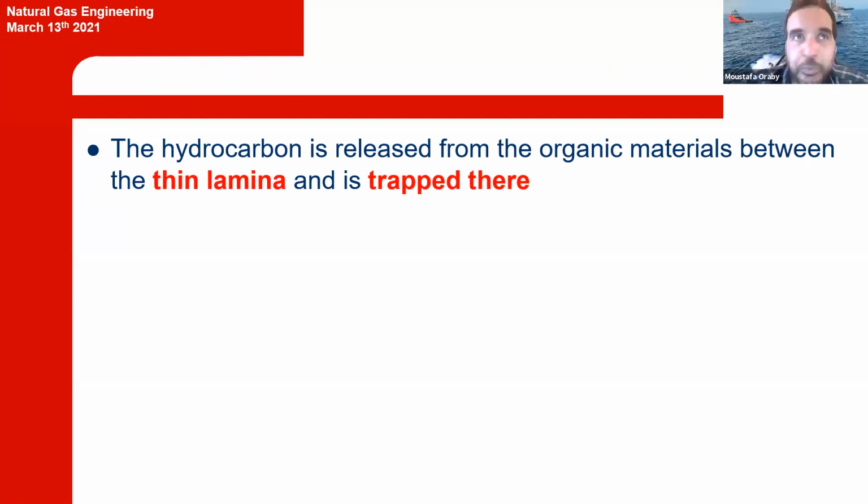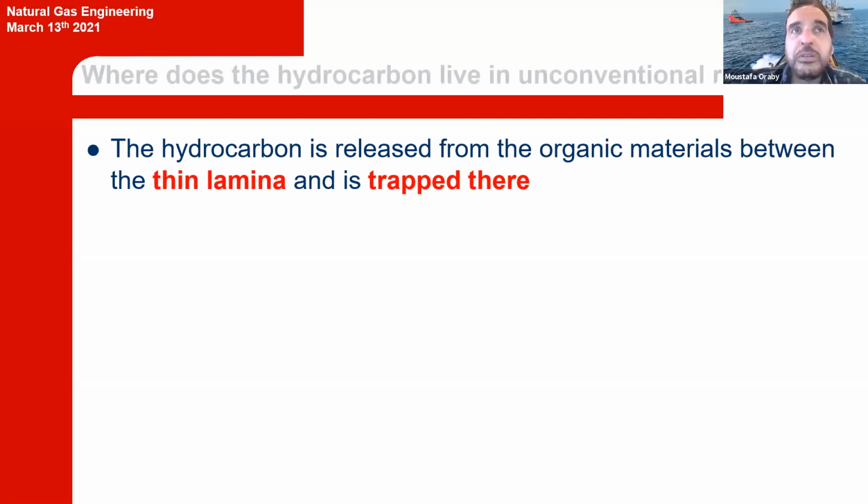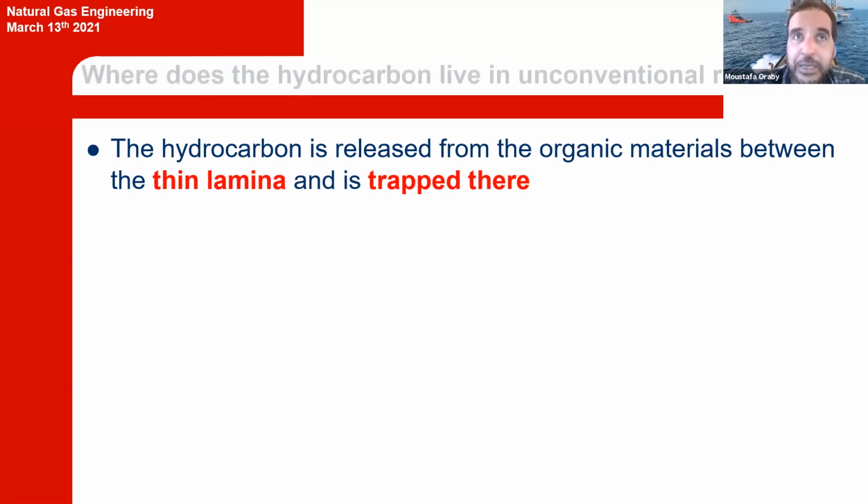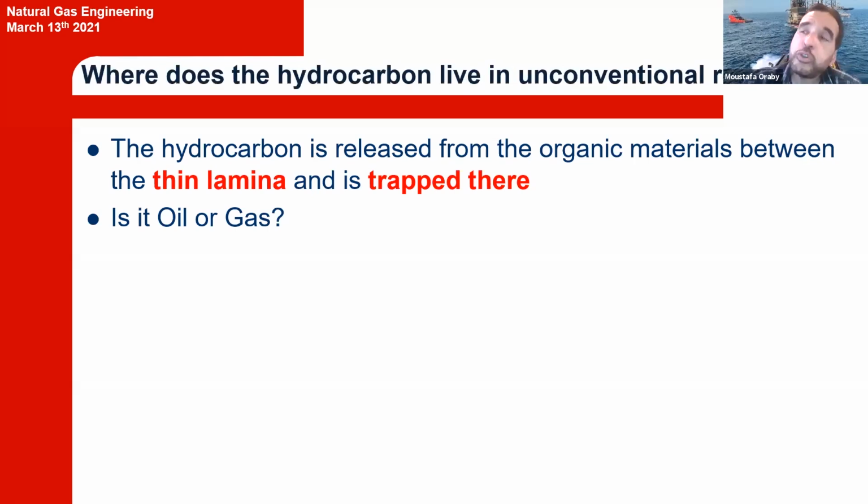So it doesn't need porosity. That's why when we started, we said if you don't have porosity, don't even blink. It doesn't matter, because that's not what we are after. We are after the lamina, because our hydrocarbon lives between the lamina in the source rock structure. That's by the definition of the source rock. It's highly laminated rock. All right. Now we understood where the hydrocarbon lives: it lives between these lamina. Okay. Is it oil or gas?